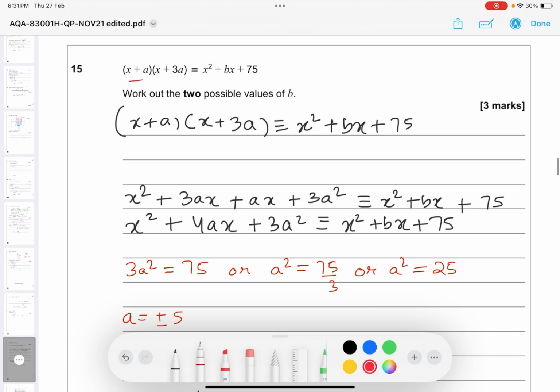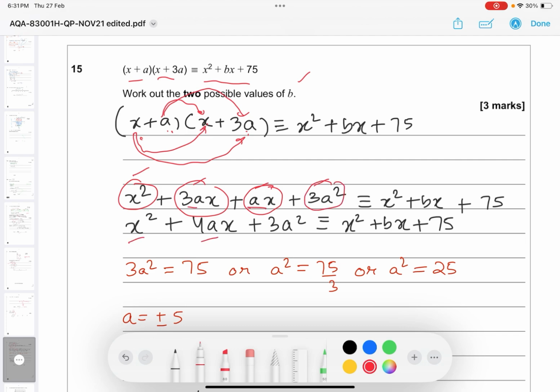So we know x plus a times this one equals this. Two possible values of b. So first let us solve this. Let us multiply this. X times x times 3a. A times x, a times 3a, which will result in x square plus 3ax plus ax plus 3a square, because x times x was x square, x times 3a was 3ax, a times x was ax, and a times 3a was 3a square. Now let us add these two, which will result in x square equals 4ax plus 3a square.